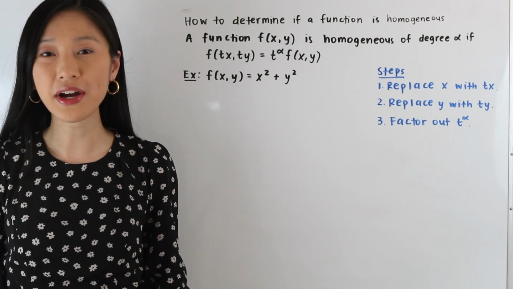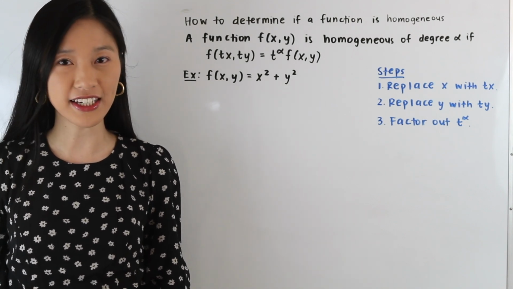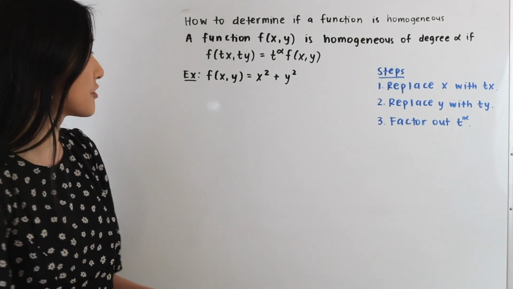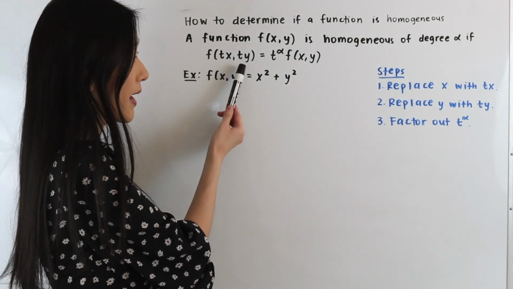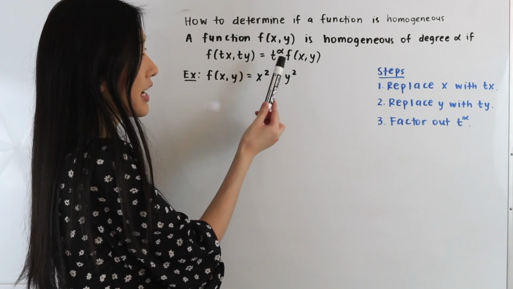In today's video we are going to be learning how to determine if a function is homogeneous. So a function f of x y is homogeneous of degree alpha if f of t x, t y is equal to t to the alpha f of x y.